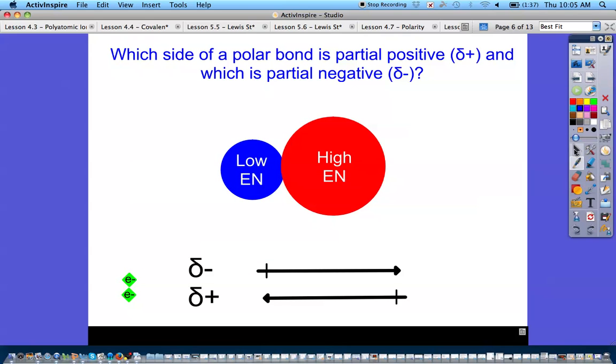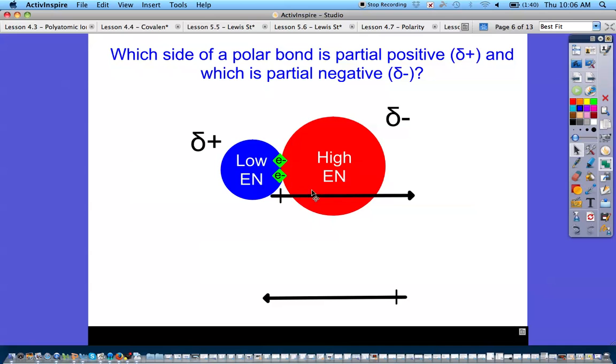So if you have a polar bond, you're going to have a partially positive and a partially negative part of that bond. The high electronegativity is going to be where your partially negative is. The partially positive is going to go with the low electronegativity. The electrons are shared unequally, and so they are going to be pulled towards the atom with the highest electronegativity, because electronegativity is the ability to attract electrons to itself. So that's why they're being pulled here. That's also why we have this partially positive charge, because the electrons are more towards this atom than they are towards this one.